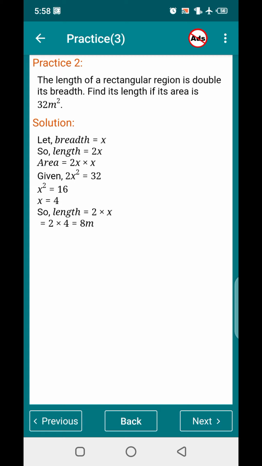Area is length into breadth, so 2x into x, which is 2x square, is equal to 32. Then x square is equal to 16. We use the power formula, right? And the square root of 16 will be 4, right? So the length is 2 into 4, and 2 into 4 is equal to 8 meters. We understand that its length is 8 meters.